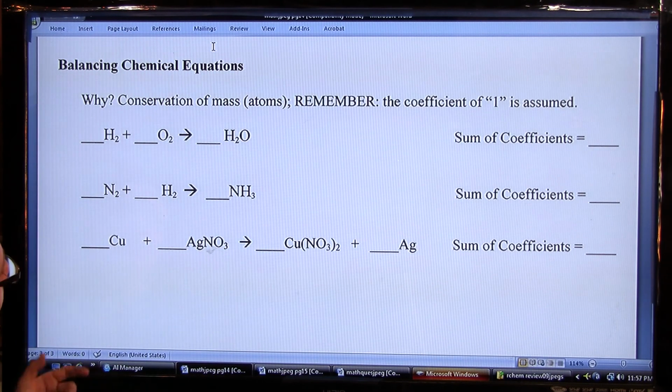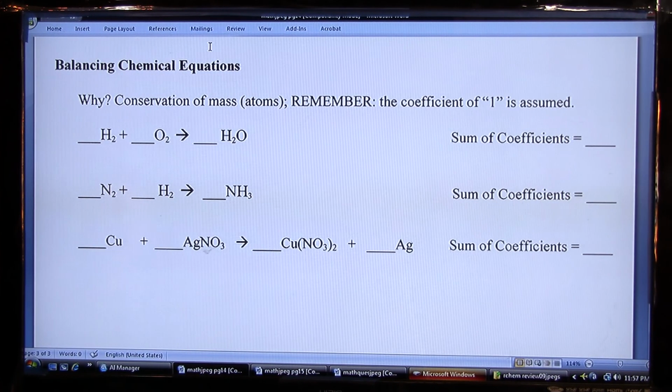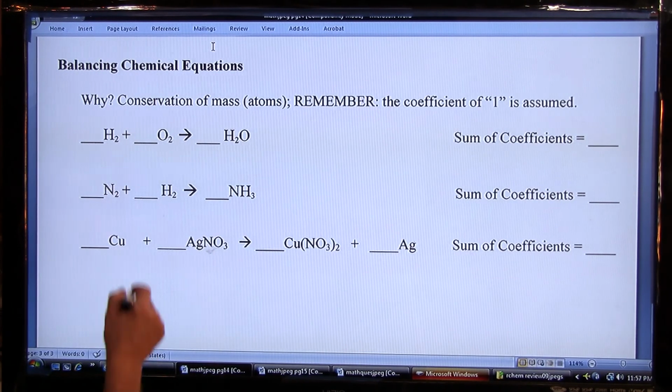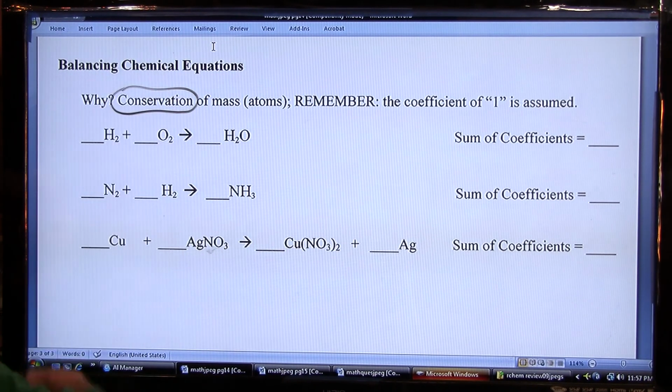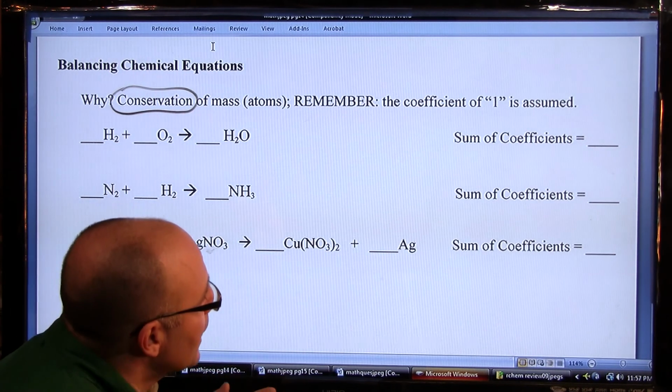All right, and if you take one element at a time, then you'll see that it's very simple to get the proper coefficients to give you a balanced equation. All right, the reason why chemical equations have to balance is because there needs to be a conservation of mass. In other words, mass cannot be lost. The total mass or number of atoms of products and reactants must be the same. Nothing disappears in a chemical reaction.